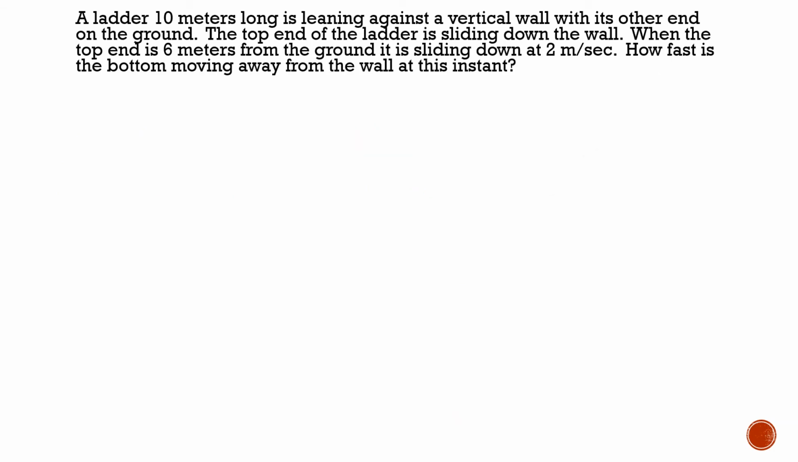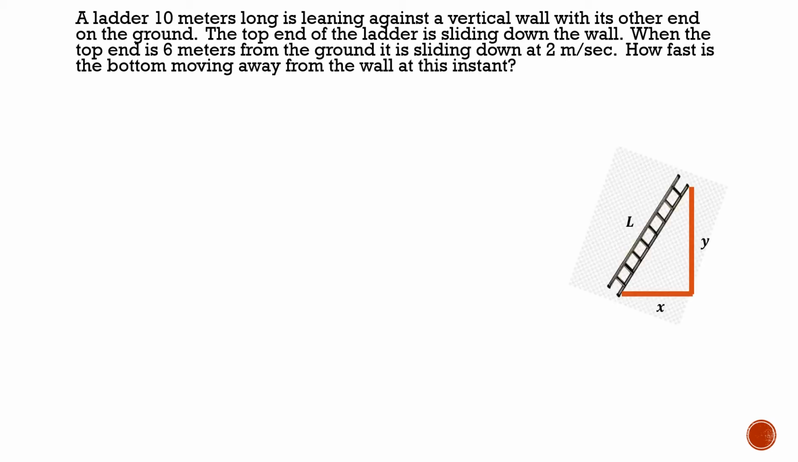Next example says a ladder 10 meters tall is leaning against a vertical wall with its other end on the ground. The top of the ladder is sliding down the wall. When the top end is 6 meters from the ground, it is sliding down at 2 meters per second. How fast is the bottom moving away from the wall at this instant?